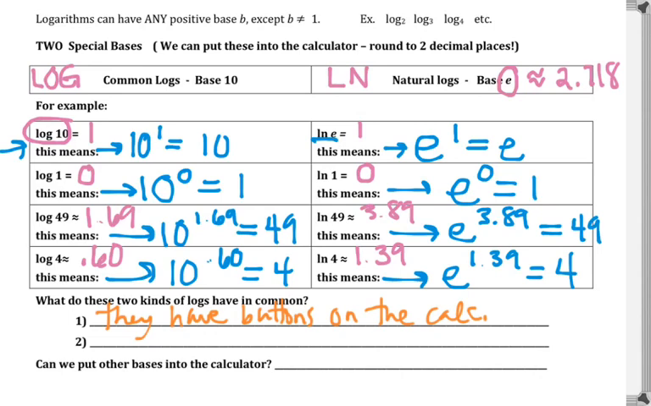The other thing that they have in common that a lot of people forget, because they're not written there, is that they have understood bases. So one of them has an understood, not written base of 10, and the other one has an understood, not written base of E. So even though they're not written there, you have to know that they are there.